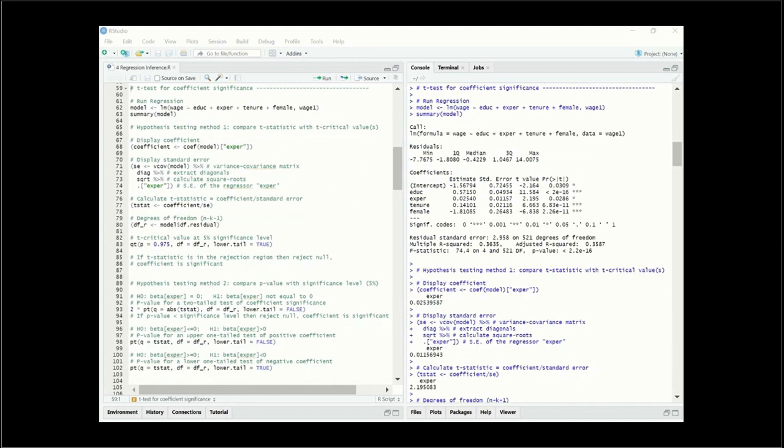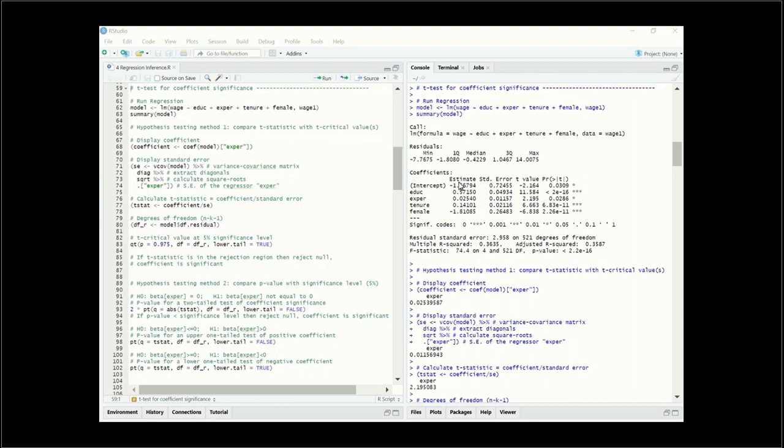Next, let's talk about a t-test for coefficient significance. Here we would like to know if a coefficient is significantly different from 0 or not. We would be running the following model here. So we're going to have a linear model. Wage would be the dependent variable. Education, experience, tenure, and female would be the independent variables. Wage one is the data frame, and the results would be stored as a model. And let's look at the summary results here that we have.